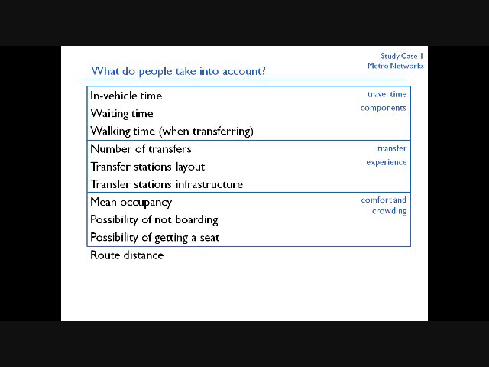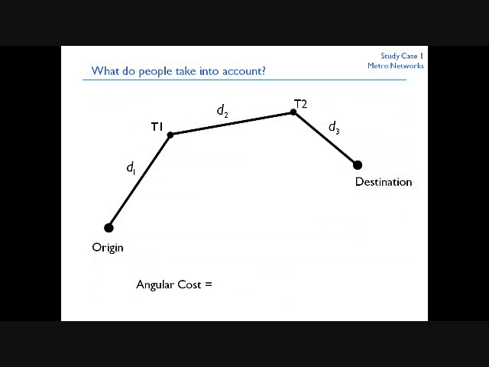We also found that route distance is important. People, just looking at the map, for example, try to find the shortest route on the map. The number of stations that you have to pass along the way is a proxy of how long it will take you. And an angular cost, which is a measure of how direct a given route is. How did we define this angular cost? It's a summation of distances and angles, which mean nothing to you, I know. So I'll show you an example.